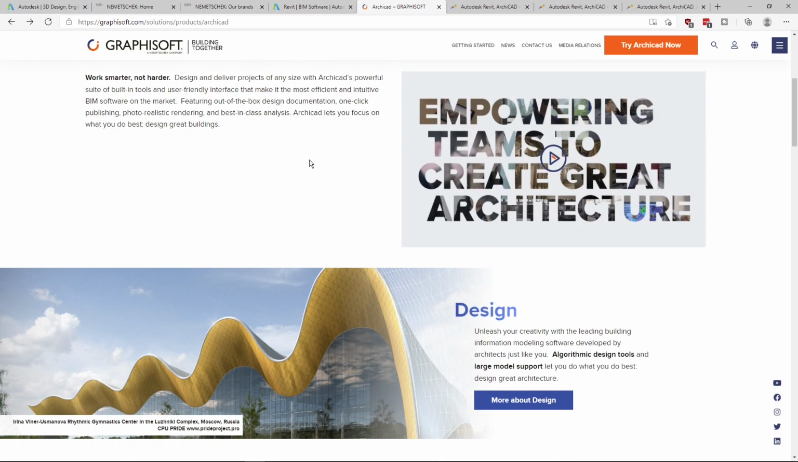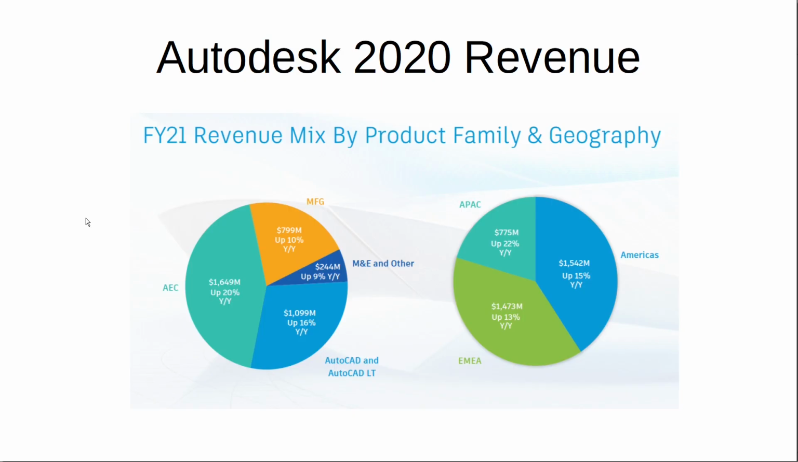BIM software package. So first, we will take a look at revenues of both of the companies, because revenue is how much the company makes, which can translate very roughly to how many users of individual software it has. So Autodesk 2020 revenue, don't be confused by this financial year 21 revenue, it's actually 2020 calendar year. The whole company revenue was $3.8 billion.